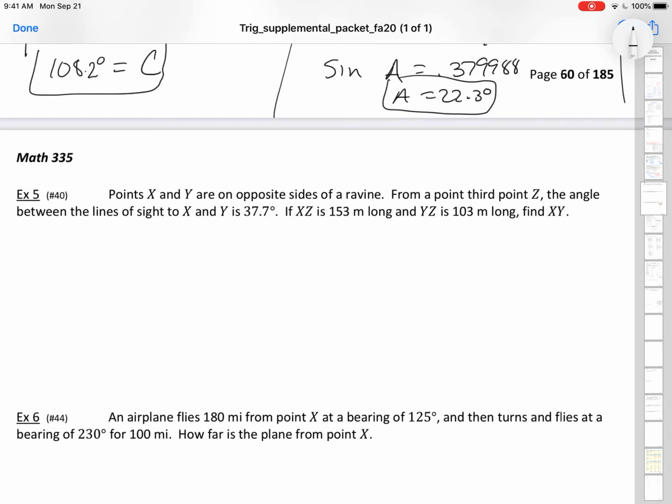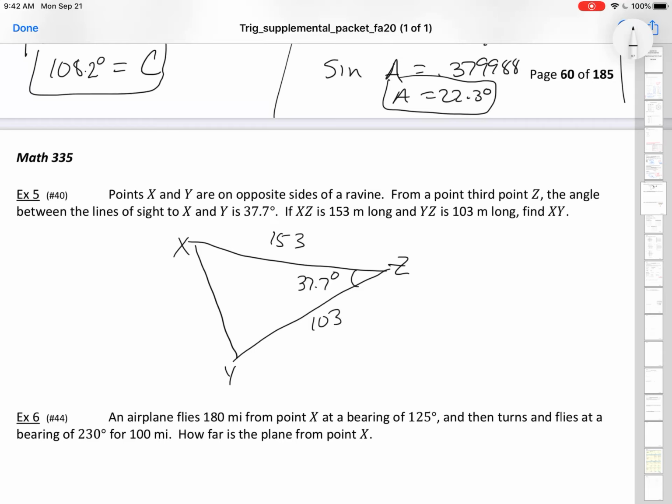So we'll do this guy right here. Points X and Y are on opposite sides of a ravine. From a third point Z, the angle between the lines of X and Y is 37.7 degrees. So I'll just draw any old triangle here: X, Y, and here's our third point that they're calling Z, and this swept out angle is 37.7 degrees. So getting a good picture will help us out a lot. If XZ is 153 meters long, and YZ is 103 meters long, find XY.